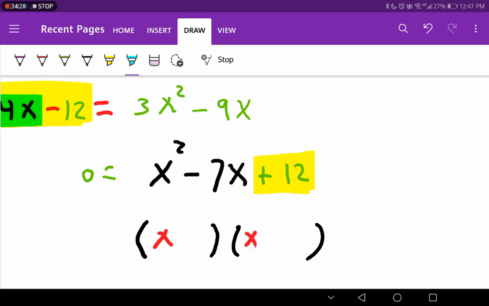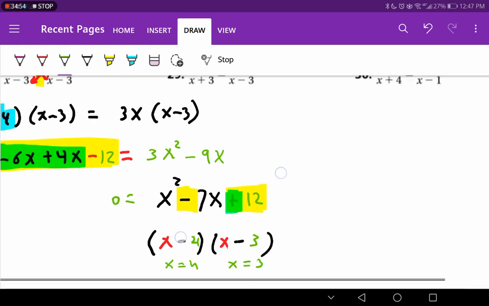Now, when I check here, I see it is positive. That means maybe both of them positive, or maybe both of them negative. And what decides? This one. This one tells that both of them are negative. Now it is 3 and 4, so I'll put 3 and 4 here. Doesn't matter the order. So x equals 4 and x equals 3. That's it. And we are done.